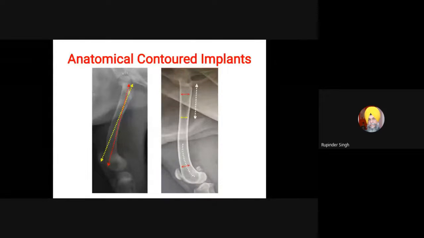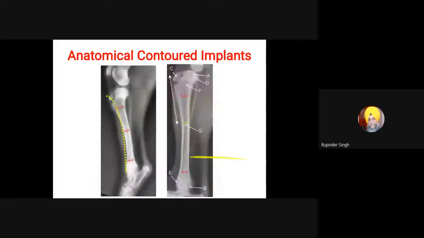Or these implants may be in the form of plates. These plates are placed on the outer surface of the bone. They are not placed inside of the medullary canal. So it is feasible that the bone plates may be placed on the outer surface of the bone, and these anatomically contoured implants may be a good thing for the animal as well.